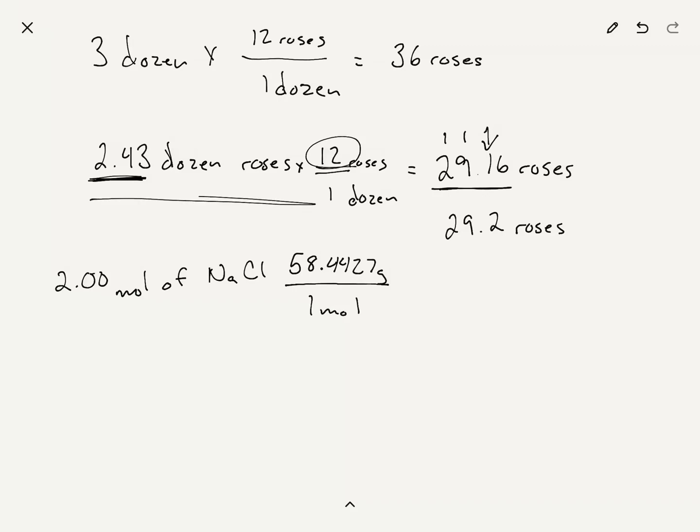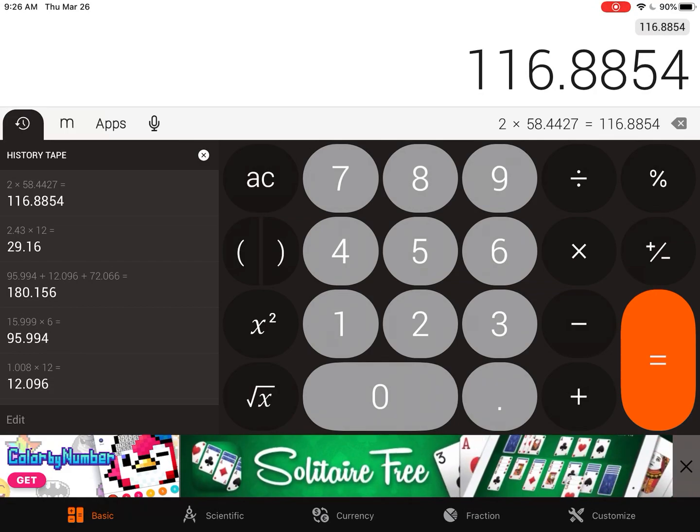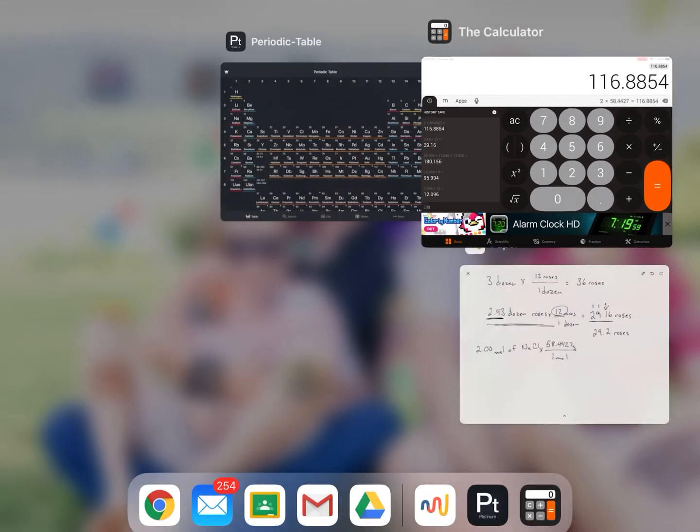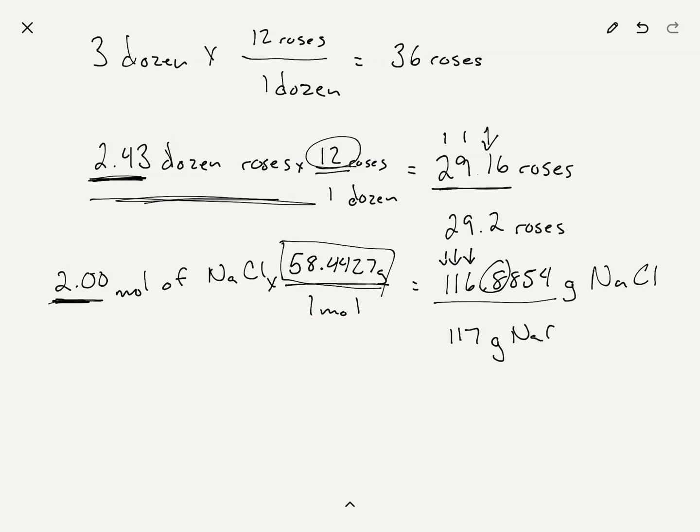So just like we did up here, in this example, we're going to multiply our 2 moles of sodium chloride times our mass. So 2 times 58.4427, and we'll find that the number it gives us is 116.8854 grams of sodium chloride. Now, we've got 3 significant figures here, and we've got more than 3 in our mass number. So we're going to round this to 3 significant figures. So 1, 2, and this is the number we're going to round. So we have to look at the 8. It's above 5, so we're going to round this up to 117 grams of sodium chloride.